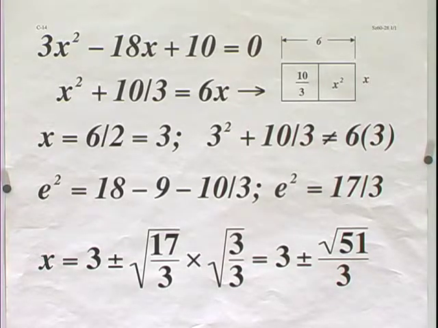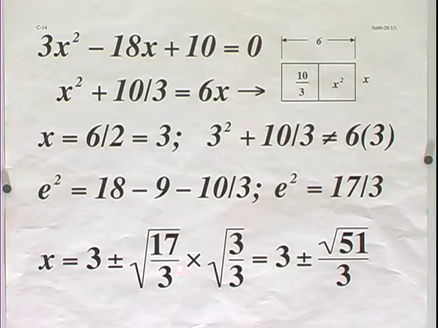All right, so the roots will be 3, and then if it were a trinomial square, it would be just 3. But here's the deviation: plus or minus the square root of this deviation, square root of 17 over 3.